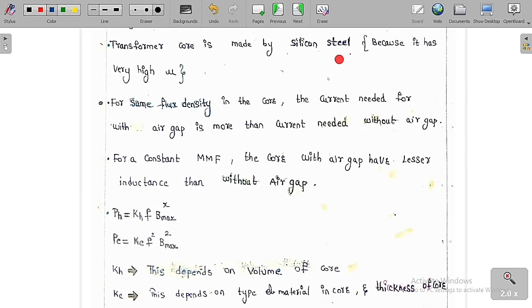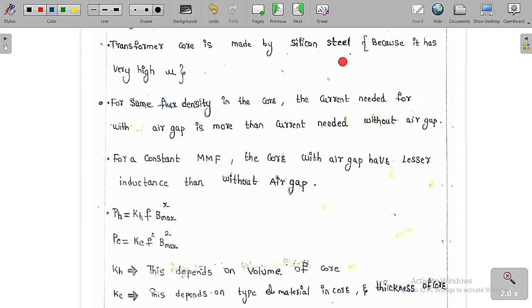Transformer core is made of silicon steel because it has a very high magnetic permeability. Silicon steel is basically a ferromagnetic material. Steel is a ferromagnetic material, and we add silicon to the steel to reduce the brittleness. If you add more, it will become more brittle.